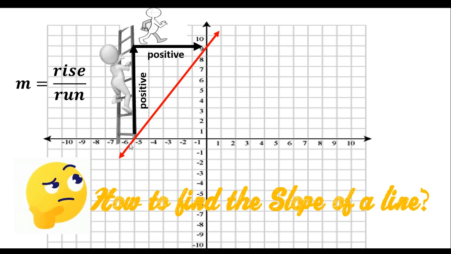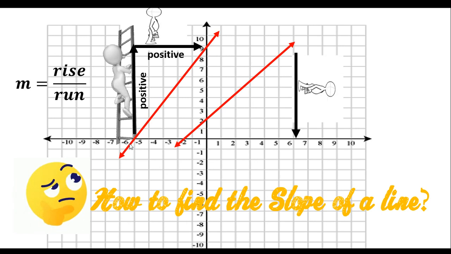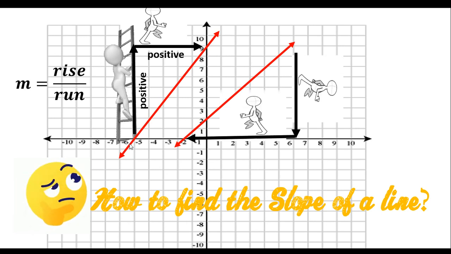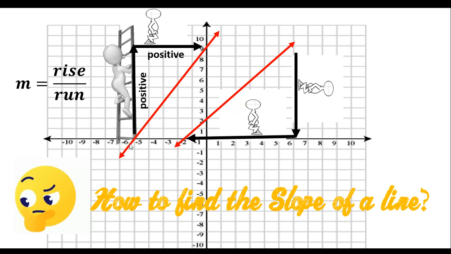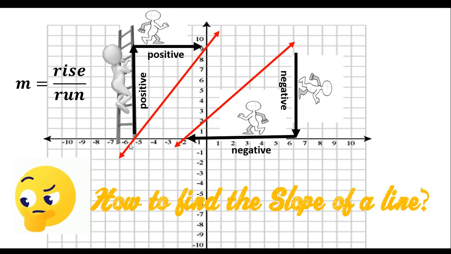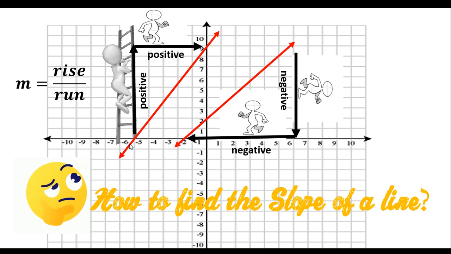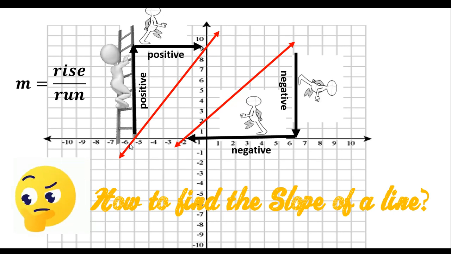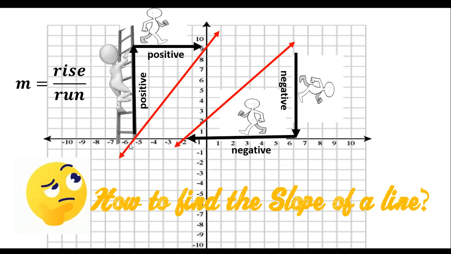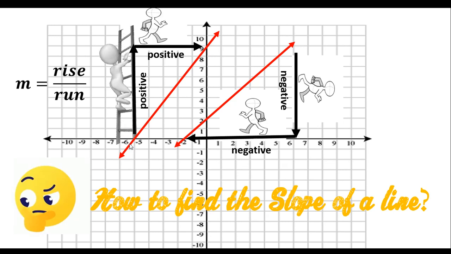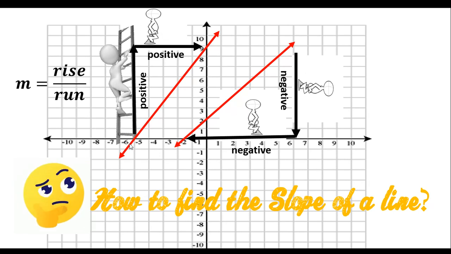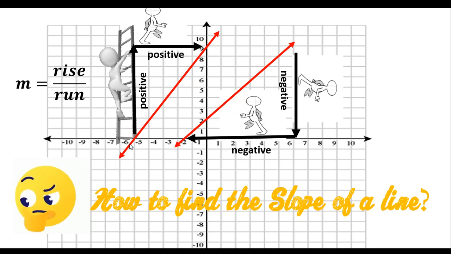But if you rise downward, that is negative. Also, if you run to the left, that is negative. And take note that for your final answer, you're going to reduce it to its simplest form. Now, let's have our first example.